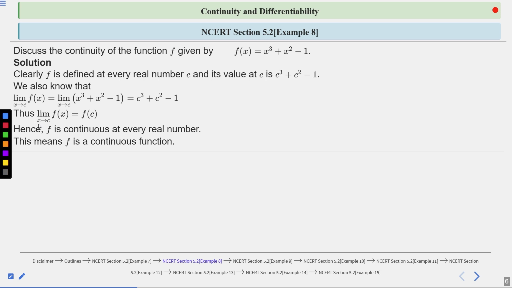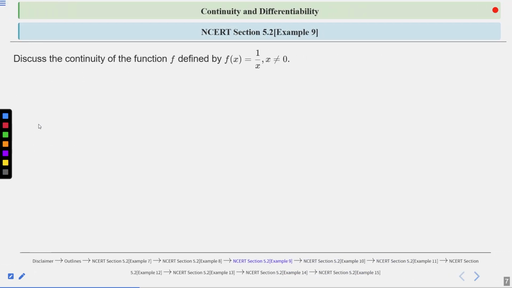Okay, let us move to the next question, the next example. It is example 9, NCERT section 5.2, example 9. It says: discuss the continuity of the function f defined by f(x) = 1/x when x is not equal to 0. We have to discuss the continuity of the given function.